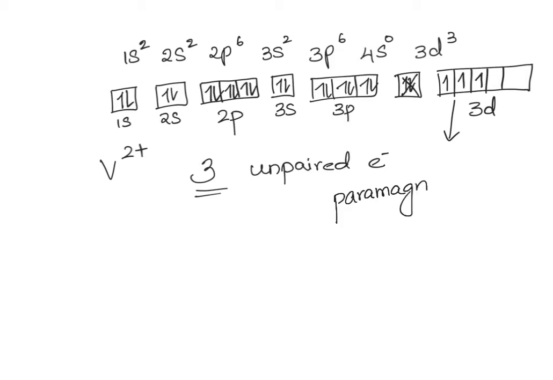This species is paramagnetic. Now, if there were no unpaired electrons, then that species would have been diamagnetic.